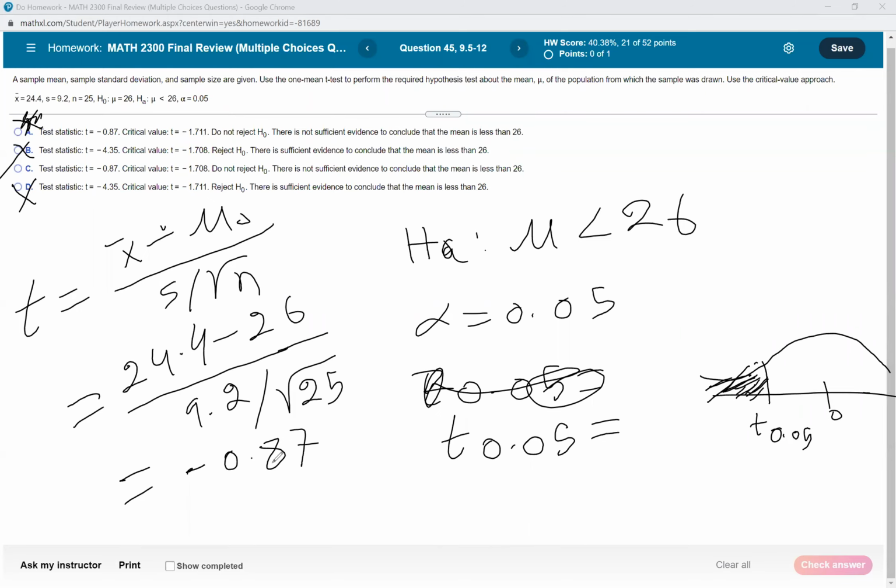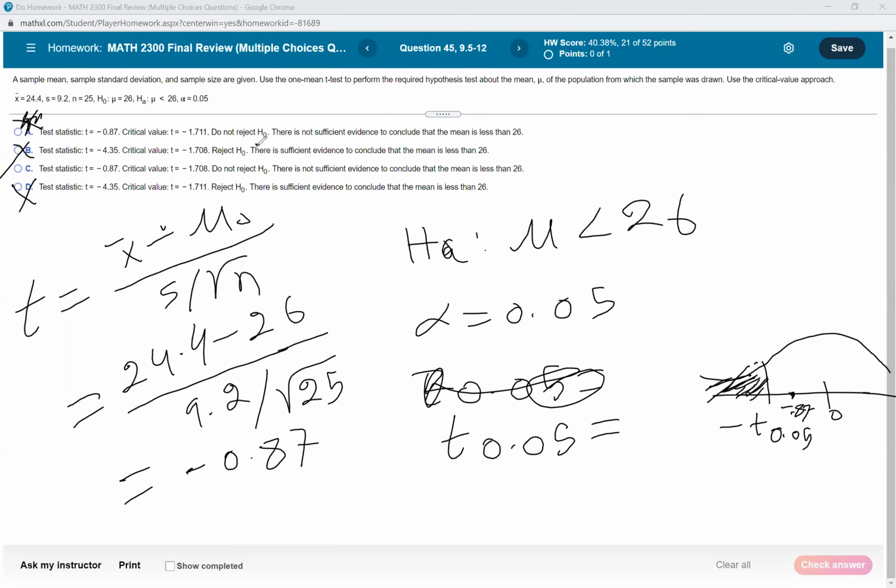Okay, negative 0.87. So it should be for sure somewhere here. This is actually negative because the critical value is negative 1.71. So that means 0.87 will be somewhere here. So we do not reject the null.